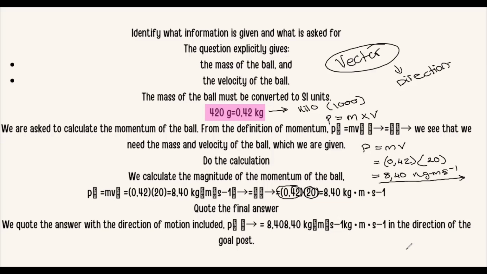So therefore, we're going to use our frame of reference, which was the goalpost. Okay, we can see that it's a positive momentum, meaning it's traveling in the direction of motion. So in the same direction as my velocity. So therefore, in the direction of the goalpost will be my frame of reference.